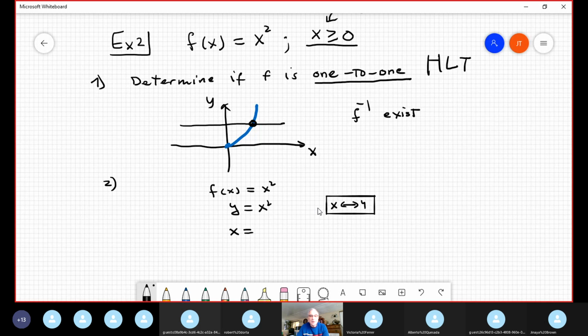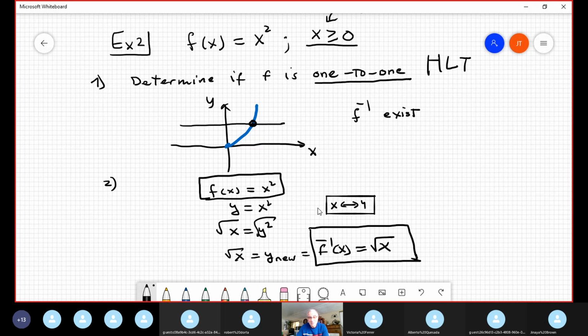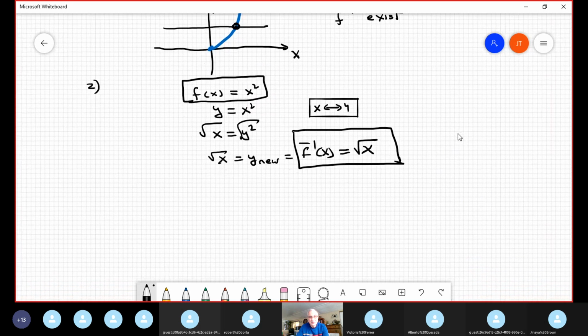x is equal to y squared. Now apply square root to both sides. So we say square root of x equals y. And this is a new y, and this is inverse of x. Exactly as we predicted, because there's no surprise for us. The square root is the inverse function of the square power. No surprise. This is very clear.